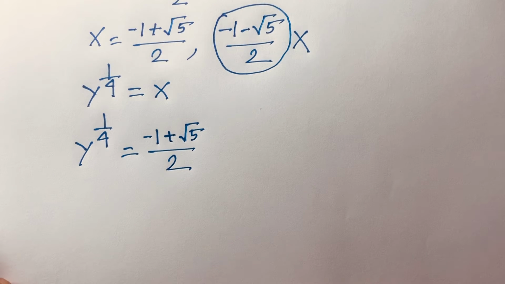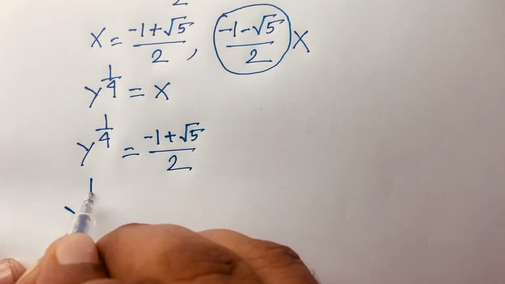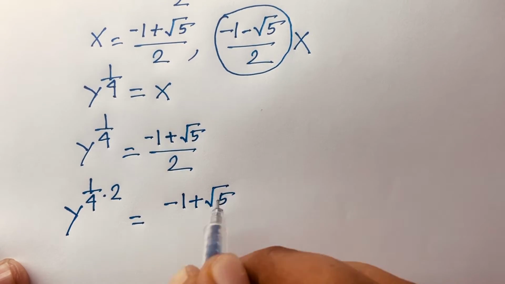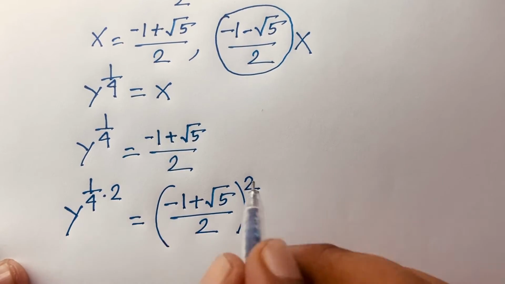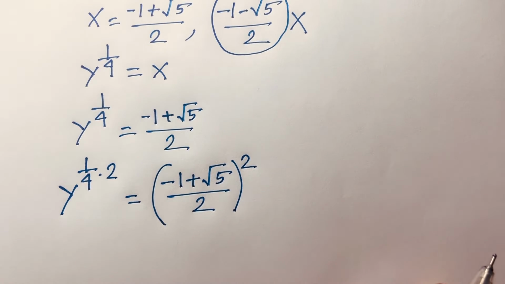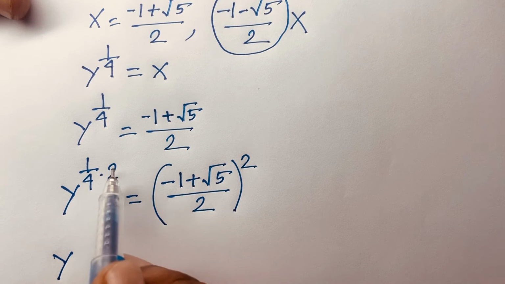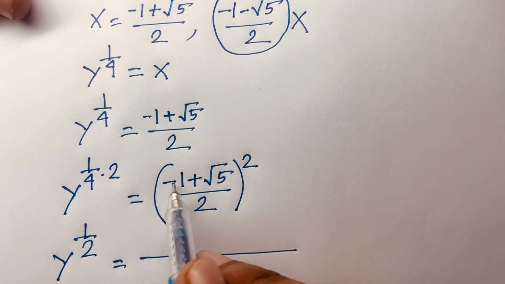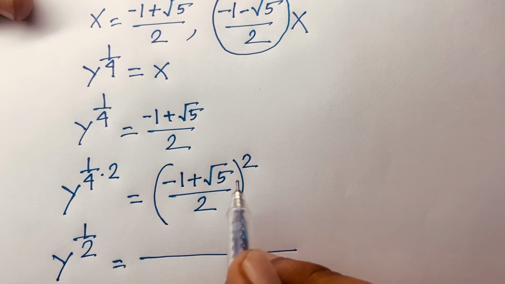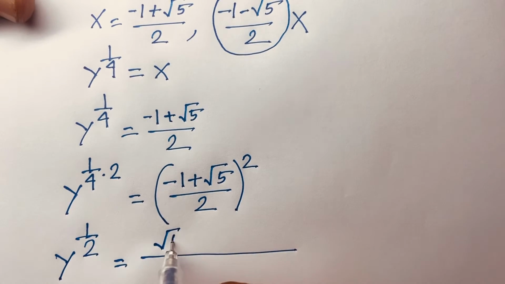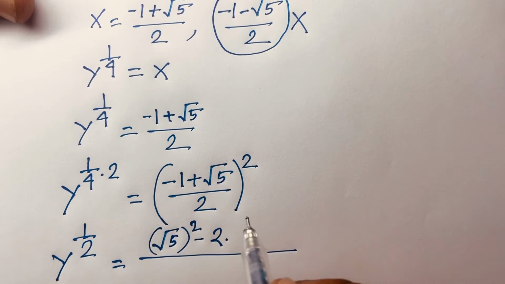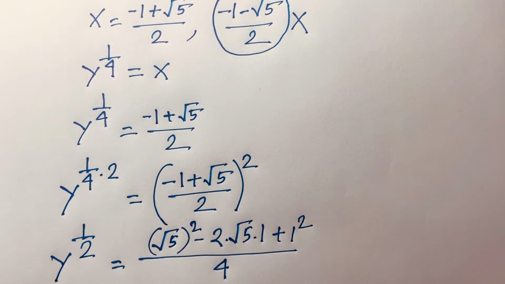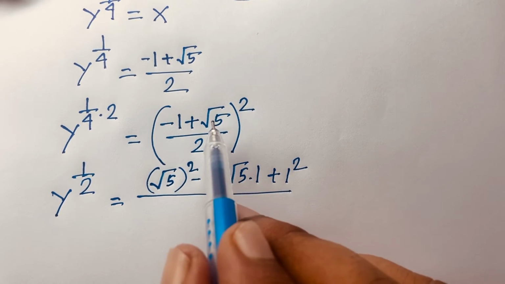Then if I square both sides, y to the power 1/4 times 2 is equal to minus 1 plus square root 5 over 2, whole squared. Then y to the power, 4 divided by 2, will be 1/2, is equal to, using a minus b whole squared, which is a squared minus 2ab plus b squared, square root 5 whole squared minus 2 times root 5 times 1 plus 1 squared, over 4. 2 squared is 4.